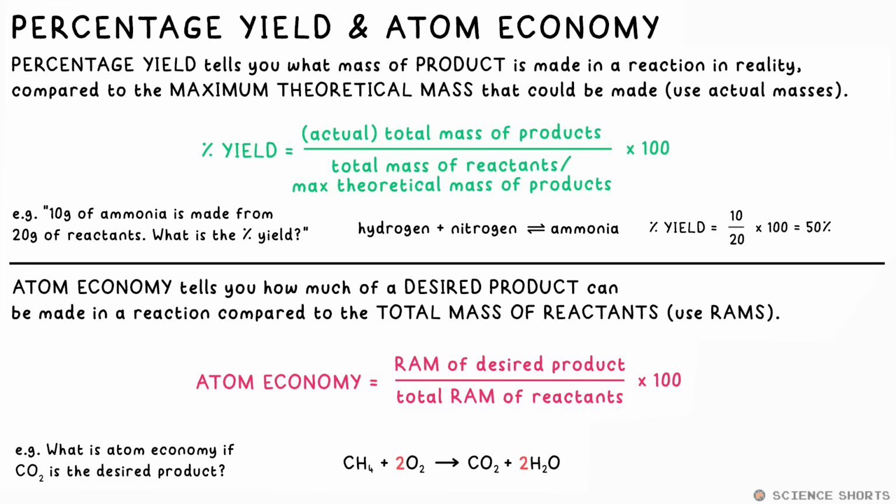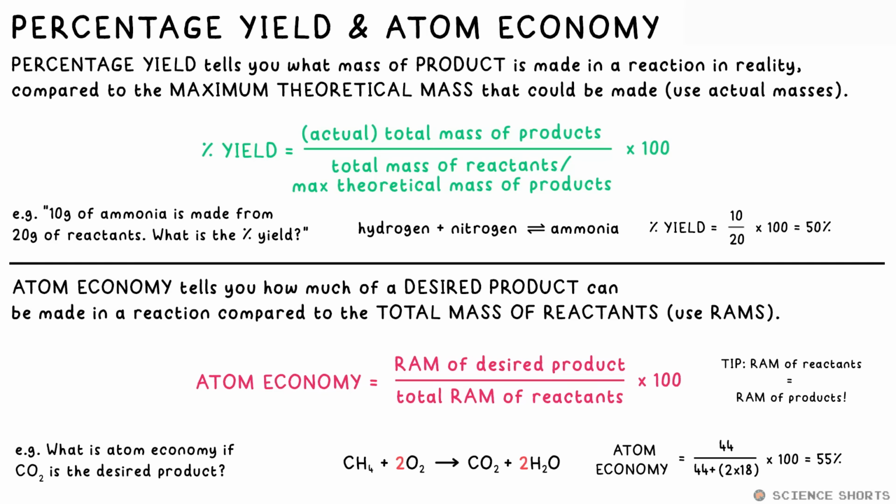Sometimes we react methane with oxygen in greenhouses to make carbon dioxide for the plants. It's an incredibly important gas necessary for life to thrive, you see. The RAM of the desired CO2 is 44, so that goes on top of our equation. Now we could add up the RAM of all the reactants, but like we said, using our shortcut, let's just go for the RAM of all the products instead. We've already got 44, so we might as well use that. And then we add on 2 lots of 18 for the water. So that's 44 divided by the total of 80 times by 100. That gives us 55%. In other words, 55% of the products made by mass is going to be useful to us.